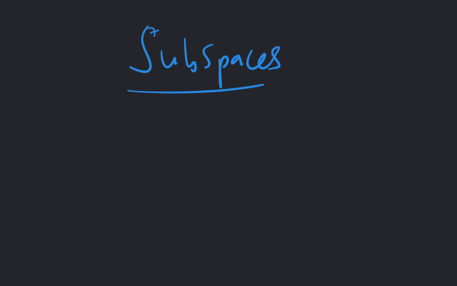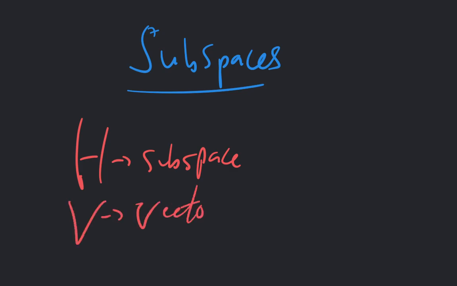Subspaces are now a vector space that lives in a vector space, or it's a subset of this vector space. Typically they'll say H is a subspace and V is the vector space. So you could think of the vector space as like the whole universe kind of thing, and then the subspace could be like a galaxy or galaxy cluster, some smaller section of the universe.